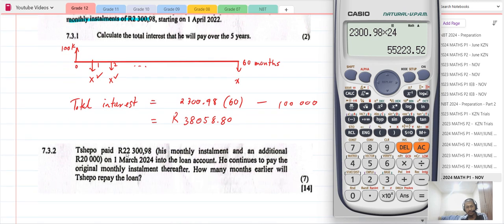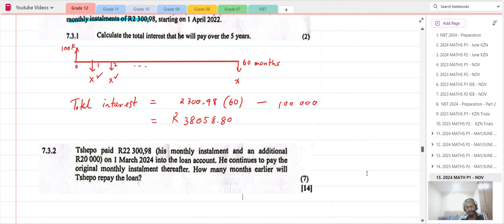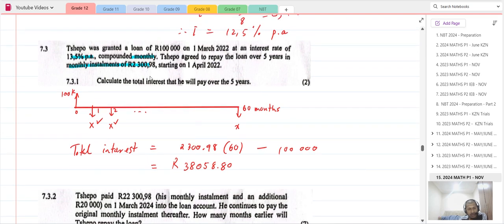Sepo paid 2,300.98 his monthly installment. What was his monthly installment? His monthly installment was 2,300.98.